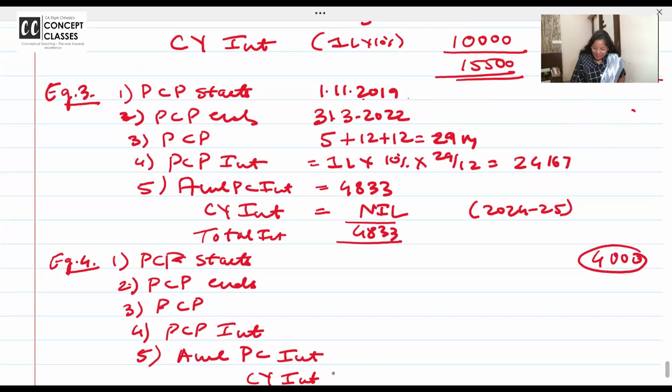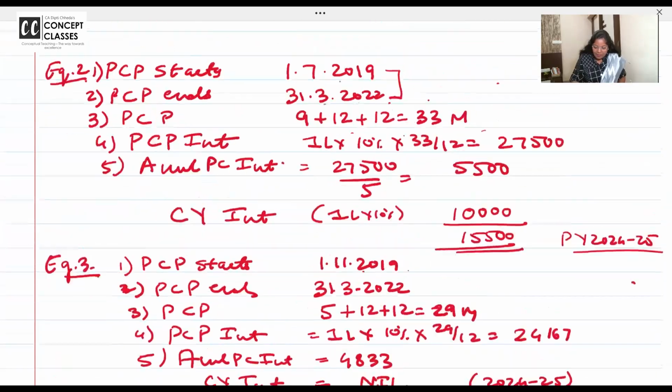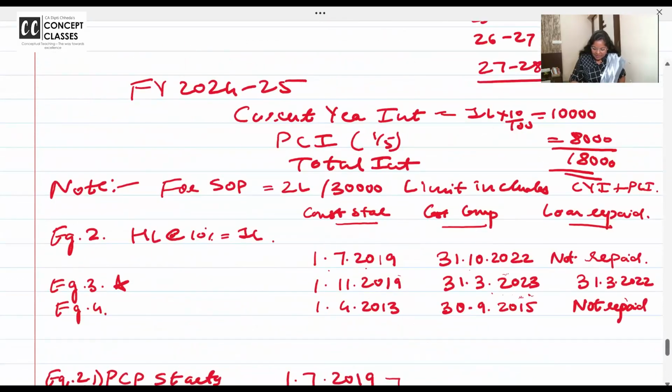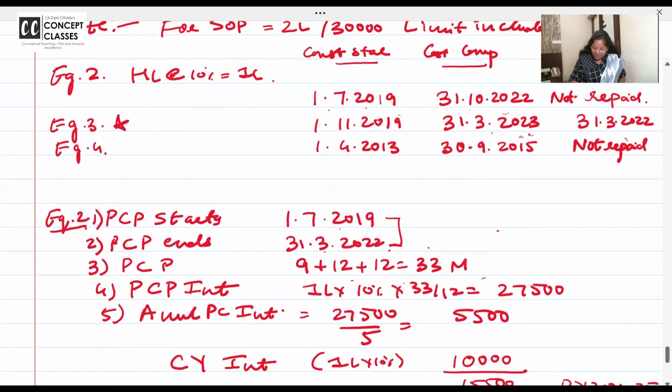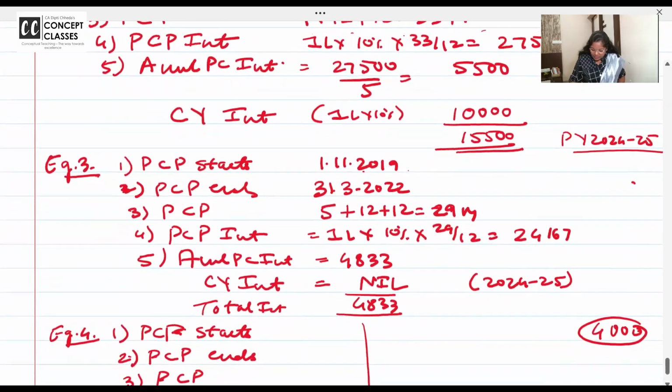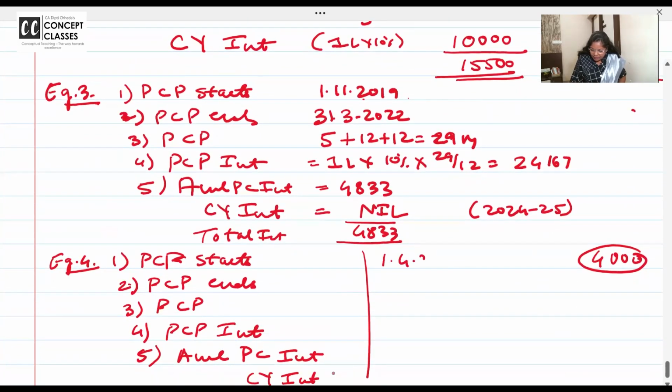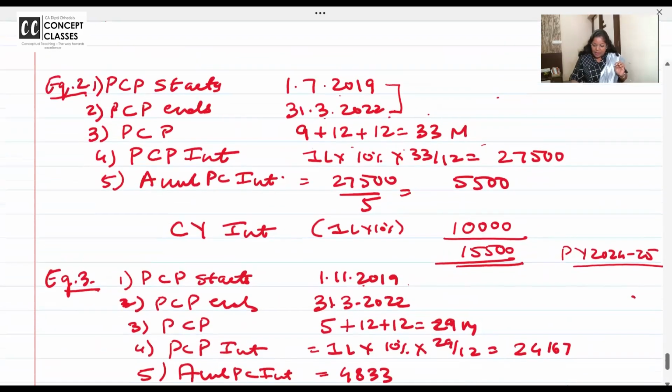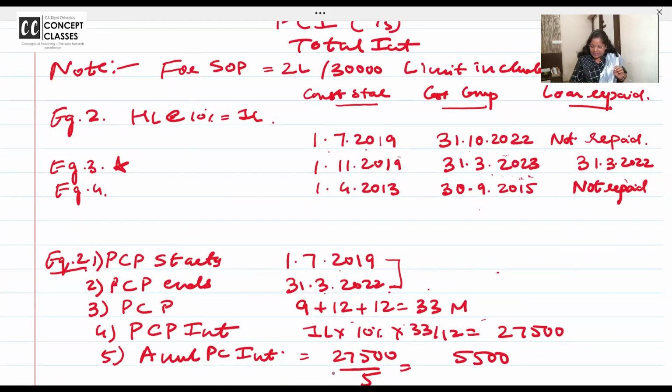ठीक है. अभी चेक करते हैं, मुझे नहीं पता. प्री कंस्ट्रक्शन पीरियड स्टार्ट्स फ्रॉम 1st April 2013. We are assuming the date construction started, the loan is taken. Otherwise, that will also differ. Pre-construction period ends on 39/15.